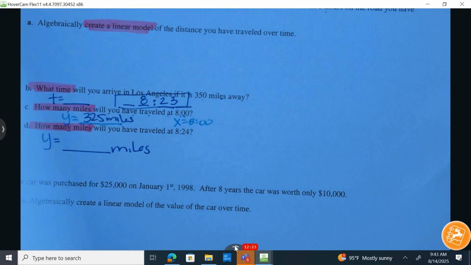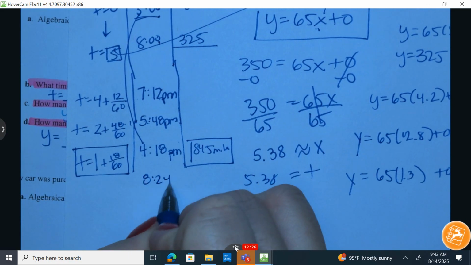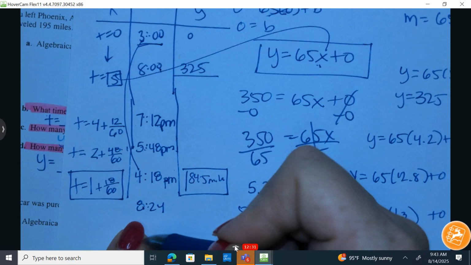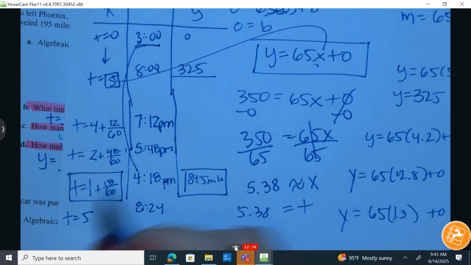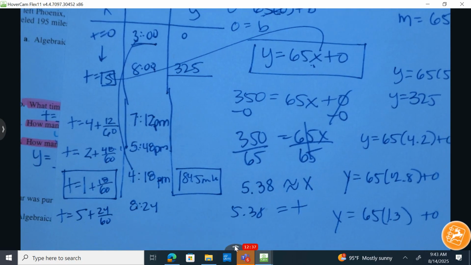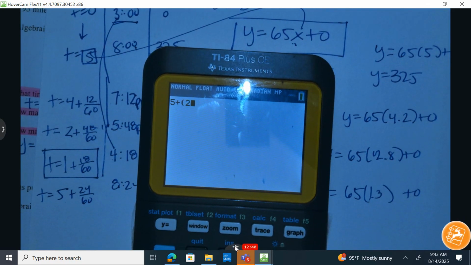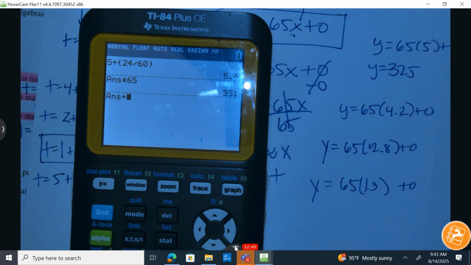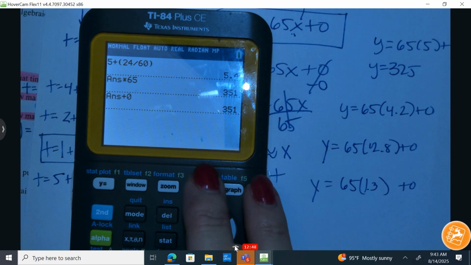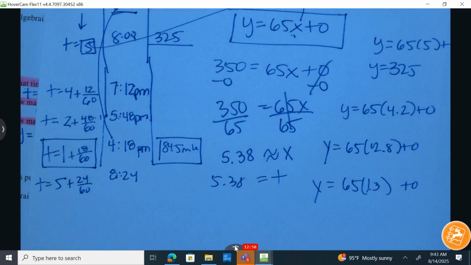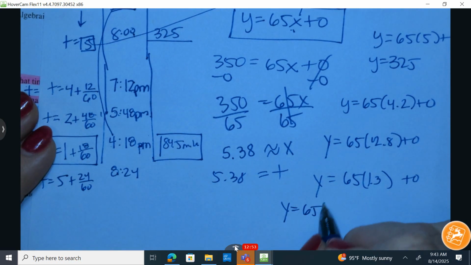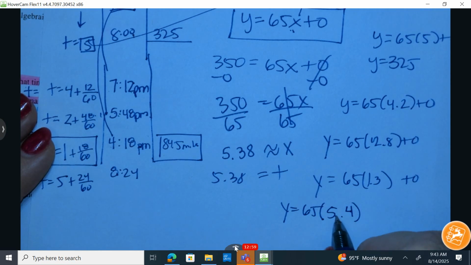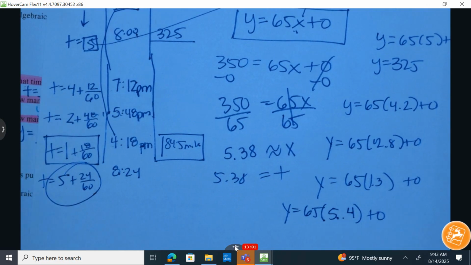Okay, so I'm going to come back up here and write 8:24, and I'm going from 3 to 8. 3 to 8 is a difference of 5, and then I have plus 24 over 60. I'm plugging that in. I'm taking 65 times the number and adding 0. I have 351. Thumbs up or thumbs down, just to make sure we're agreeing here. 351. If I've lost you, I'm taking 65 times this 5.4 value that I came up with and adding it to 0.